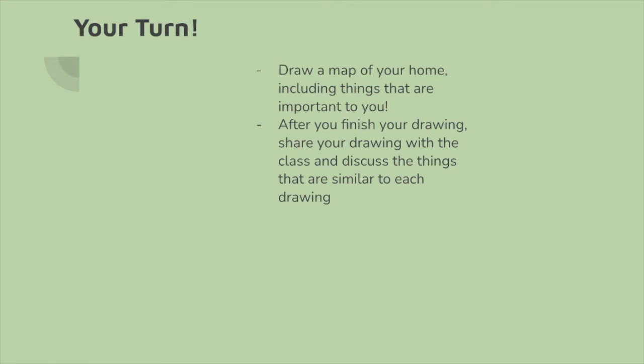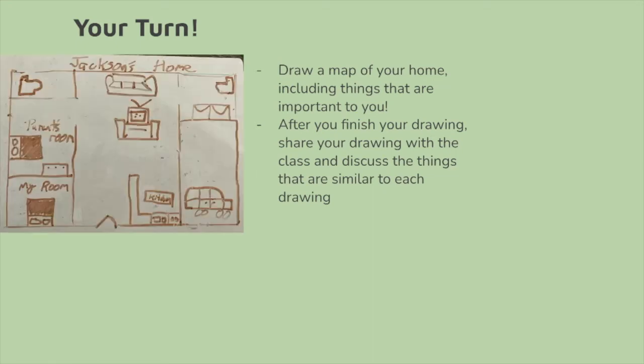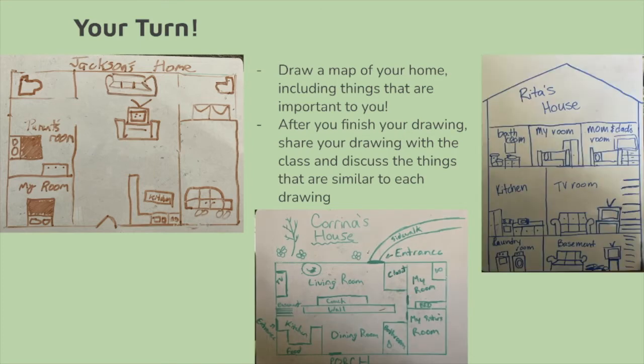Before you get started, though, we'll give you some examples so that you can kind of know the direction we're going with this activity. So, for example, this is Jackson's home, and you can see all of the things that were important to him. This is my home, and here is Rita's house. So I'll give you a minute. You can pause the video to draw your own maps.